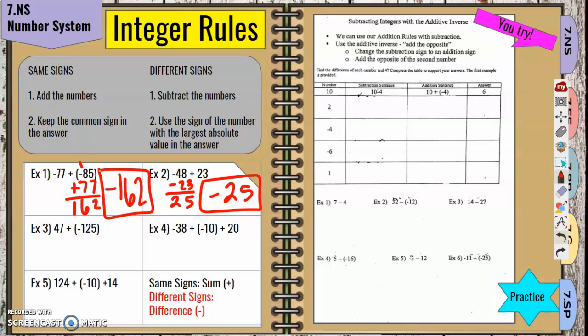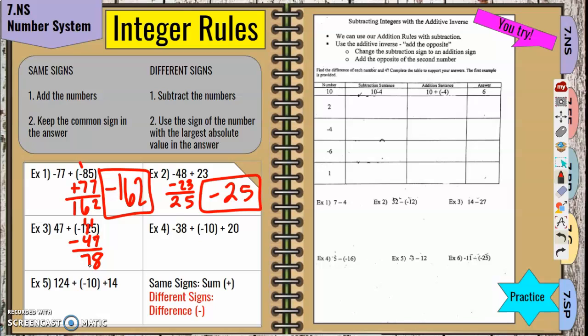For number 3, I have a positive number and a negative number. If I have different signs, I subtract. So whatever the bigger number is, it goes on top. That's 125 minus 47. I need to regroup. 15 minus 7 is 8. 11 minus 4 is 7.